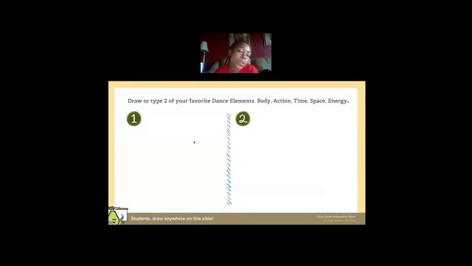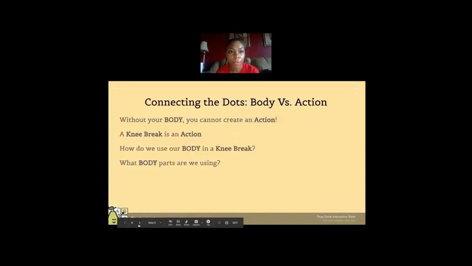Because the point is, what's the point of learning them if you don't remember them? You have to be able to apply them. So to apply them, you need to remember them. All right. Connecting the dots, body versus action.